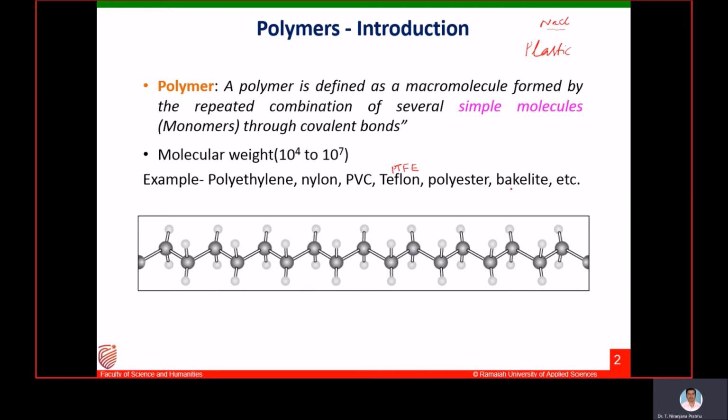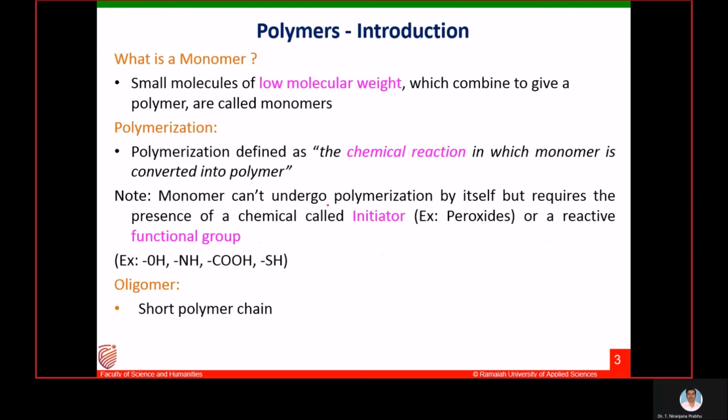Then polyester and bakelite. Bakelite is nothing but a cross-linked phenol formaldehyde polymer. So that is another polymer. I can give n number of polymers if you look at the examples. We should look at some of the definitions before moving into the actual topic.